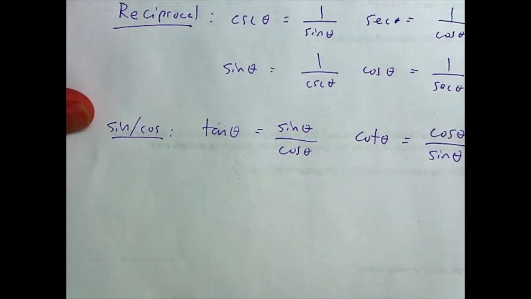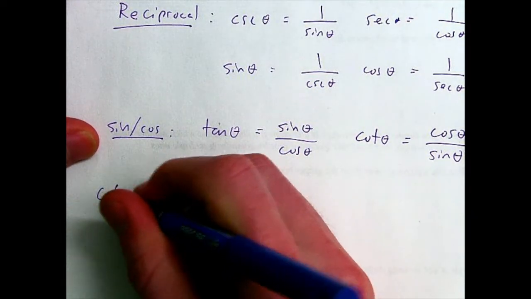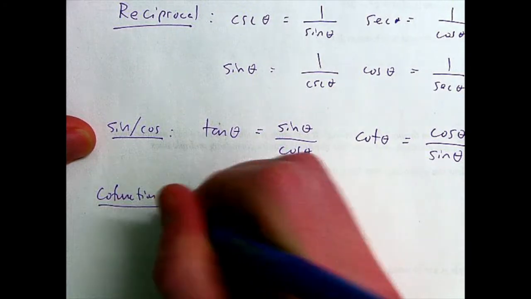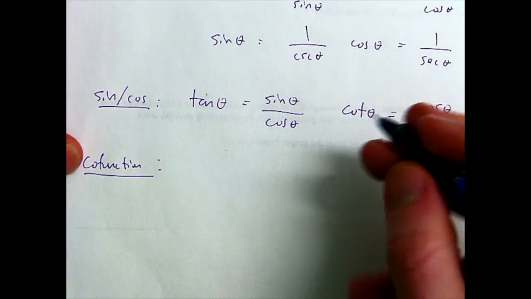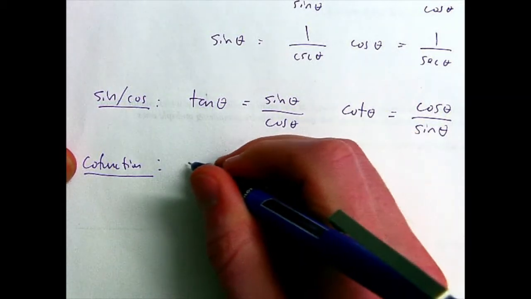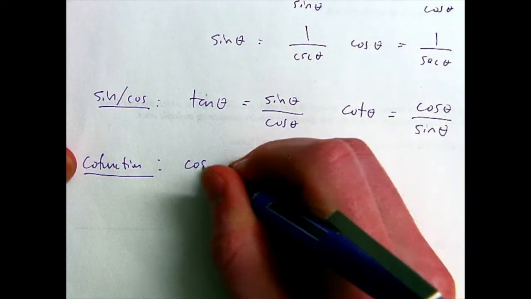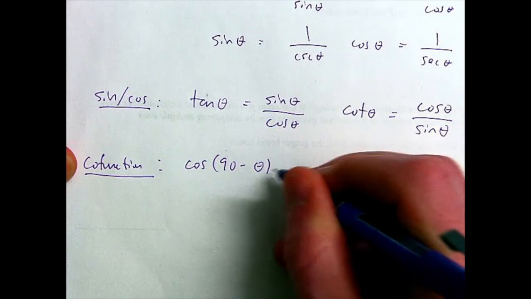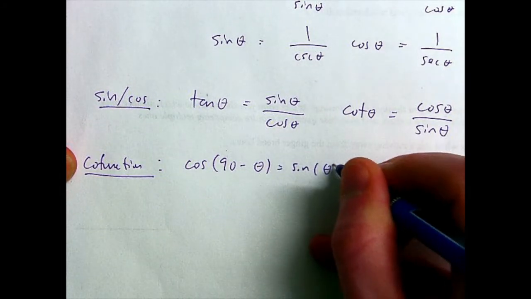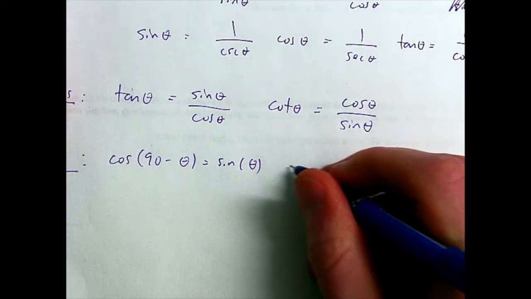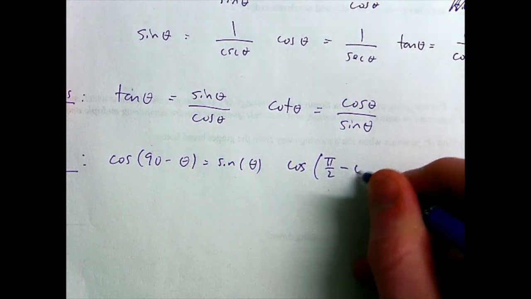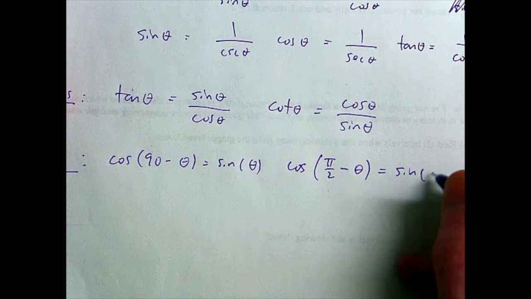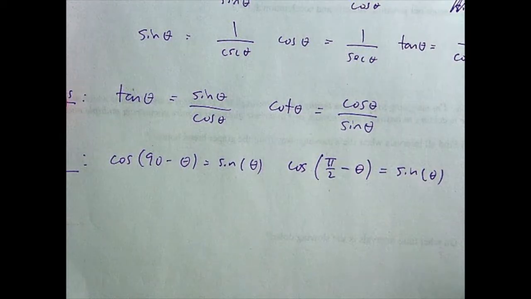Then we had a bunch of co-function identities. I'm not actually going to write all these down. They're a little bit less important. They don't show up quite as much. But we have, for example, the cosine of 90 minus theta is equal to sine of theta. If you were to write that in radians, by the way, that would be cosine of pi over 2 minus theta is equal to sine theta, because 90 degrees is pi over 2.